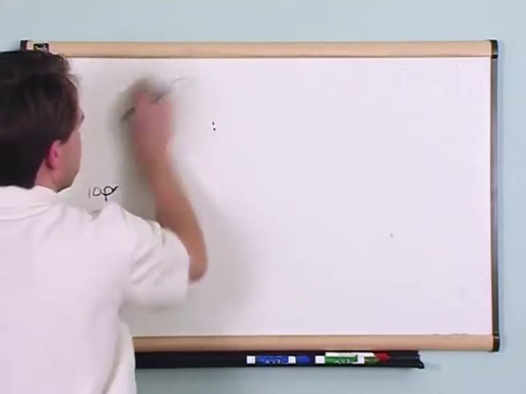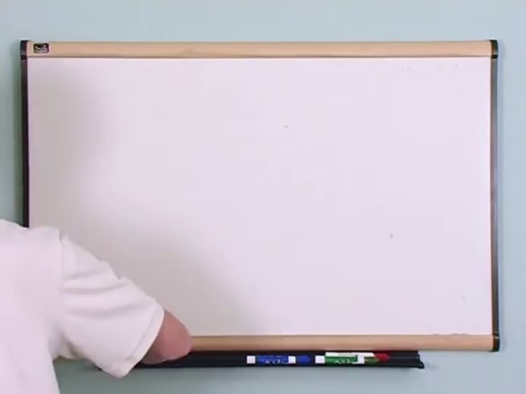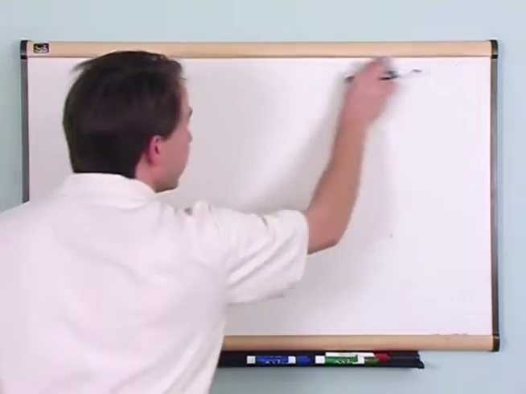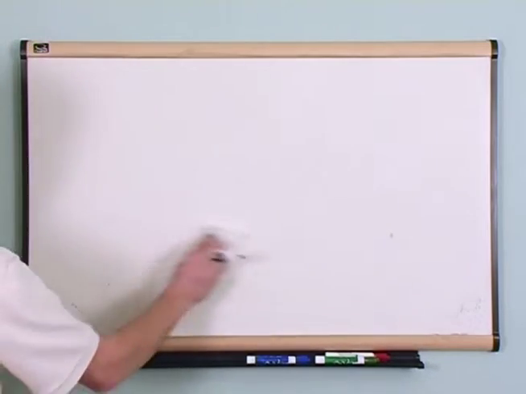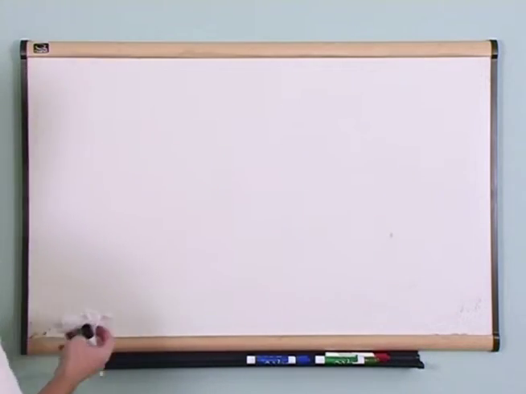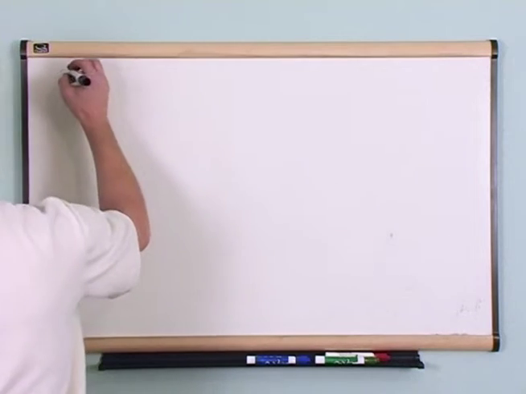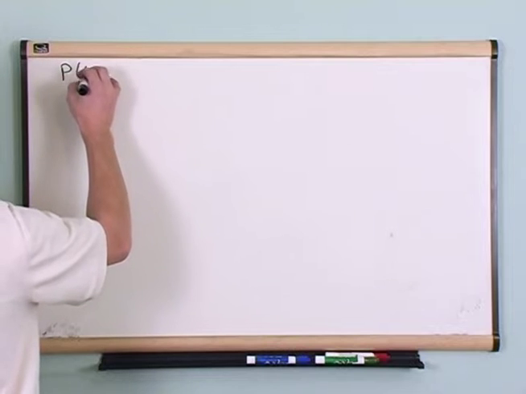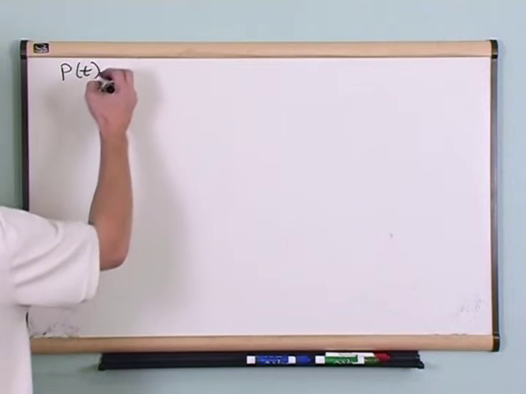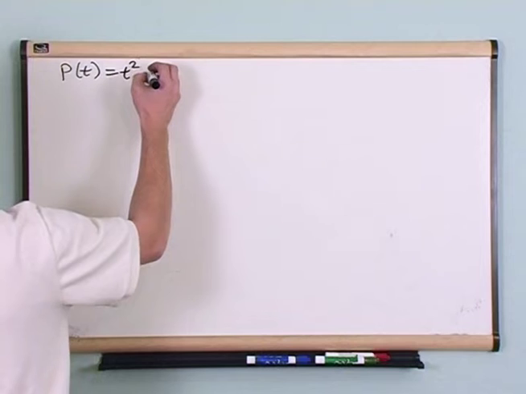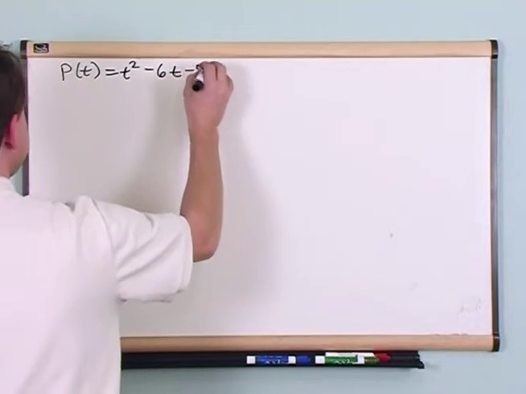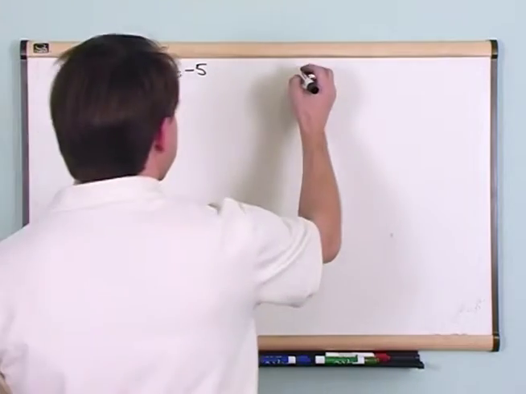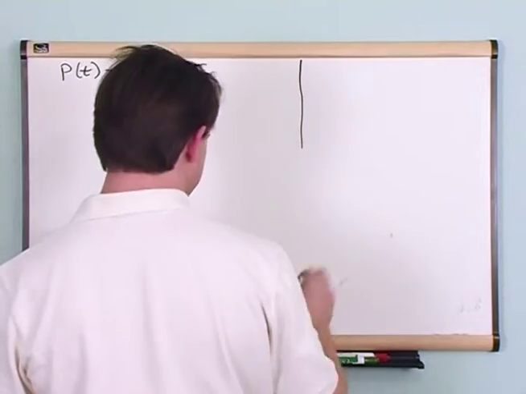Let's work a couple of quick problems, because usually in the beginning sections of calculus, the first thing they do is they introduce a derivative, and then they give you a couple of little problems to prove that you know how to do it. So let's do that. Let's say you have a function p of t, could be the position of something, and that's equal to t squared minus 6t minus 5.